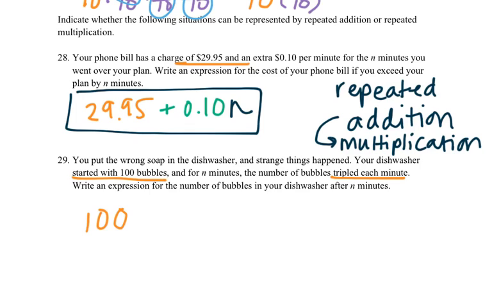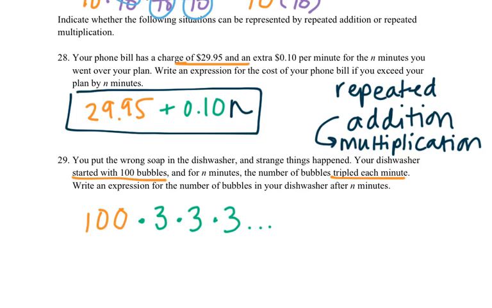So again, let's say we left it on for 2 extra minutes. So it would triple. Triple means times 3. Double means times 2. Quadruple means times 4. You really only hear those 3. So triple means times 3. That would be for 1 minute. This would be for 2 minutes. This would be for 3 minutes, and so on and so forth.